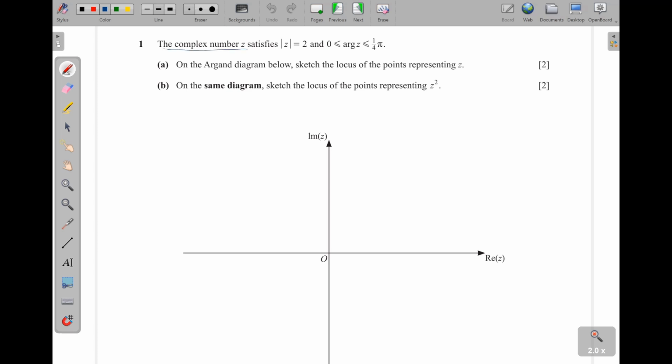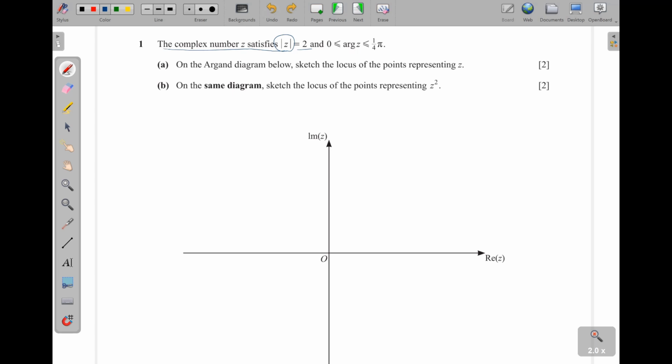The complex number z satisfies the modulus of z equal to 2, and the argument of z ranging from 0 to pi over 4. On an Argand diagram below, sketch the locus of the points representing z. And then part B, on the same diagram, sketch the locus of the points representing z squared.